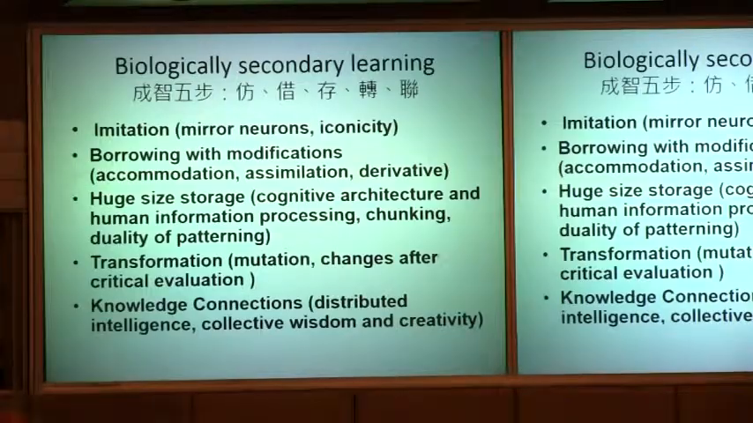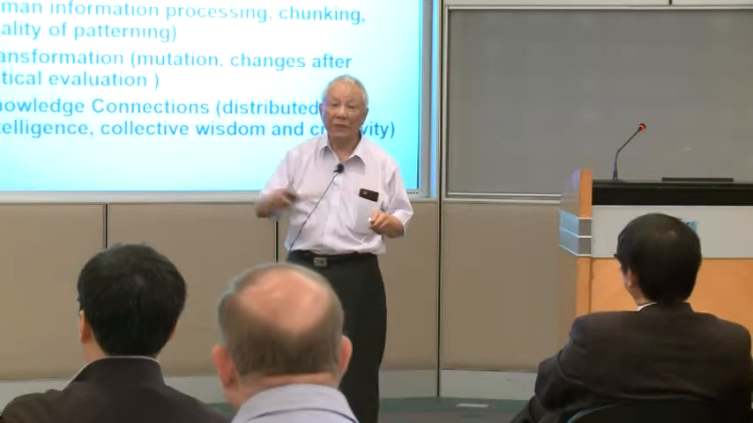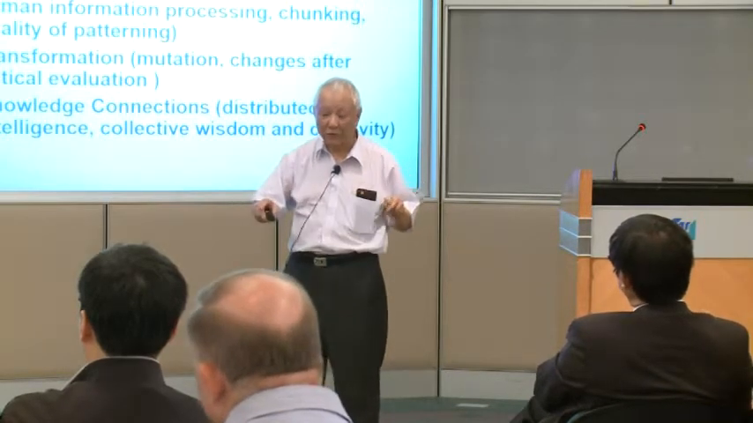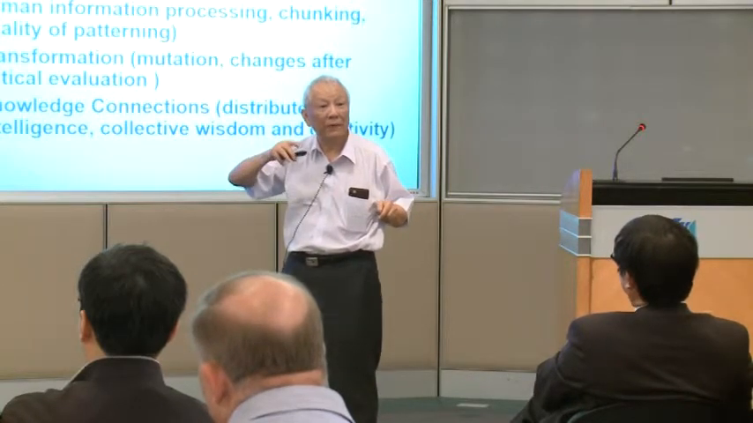Okay, so in terms of imitation, mirror neurons, iconicity, borrowing with modifications, accommodation, assimilation, and derivative. Then we have the huge side of storage. You have to make a system out of it. Efficient encoding, efficient storage, and efficient retrieval. So you need a system like that.